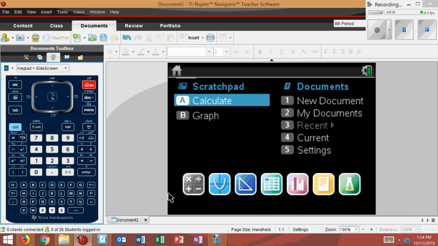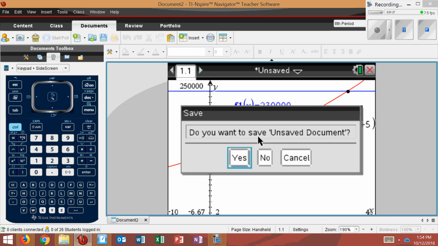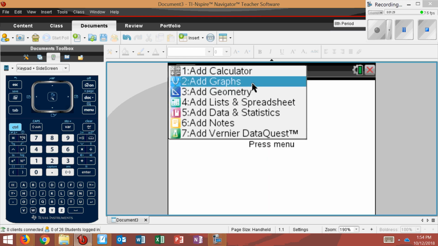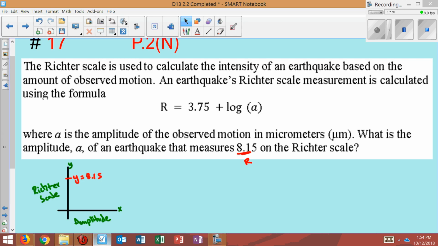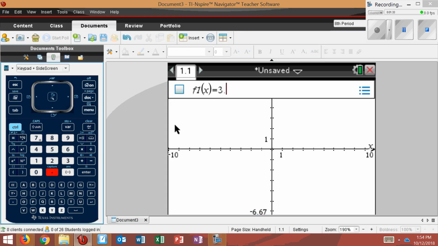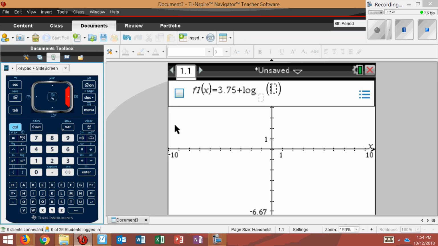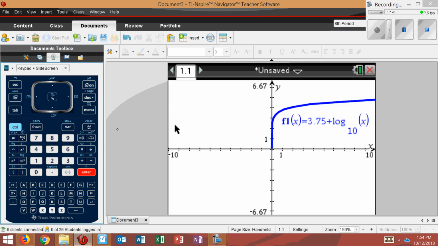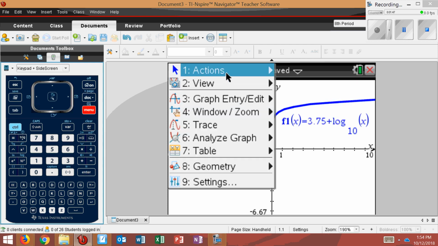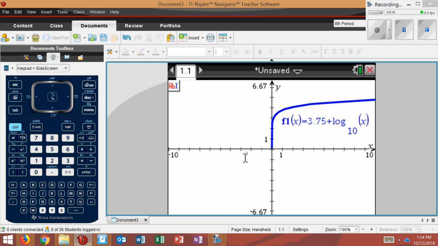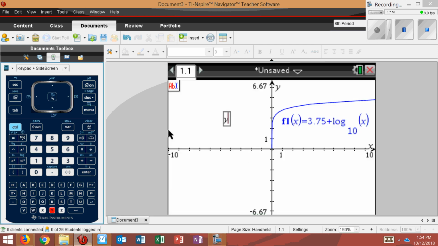Solve it first by graphing. We type this in. On this graph we have the equation first given to us, 3.75 plus log, and it doesn't yet say a base, so we assume the base is 10, of x. We graph that, and then we also have this y value, and we can say that y equals 8.15.